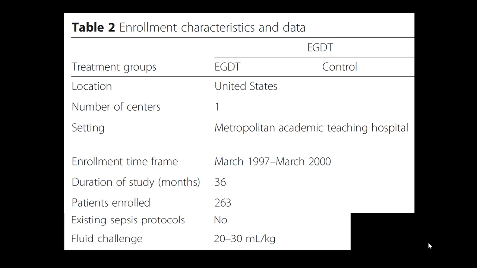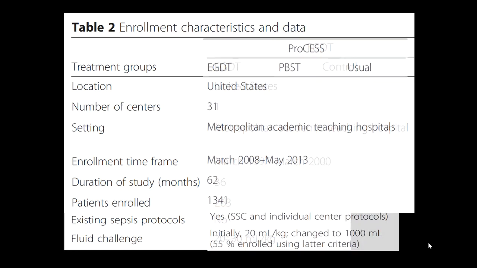What they found was, in this particular trial, reverse trial one, it was a single center trial. Only one center was there, in the US. The data was collected over 3 years and the patients enrolled were 263, and the fluid challenge that they gave was 20 to 30 ml per kg, and there were no existing sepsis protocols in this particular study. It was done as per the physician's practice.